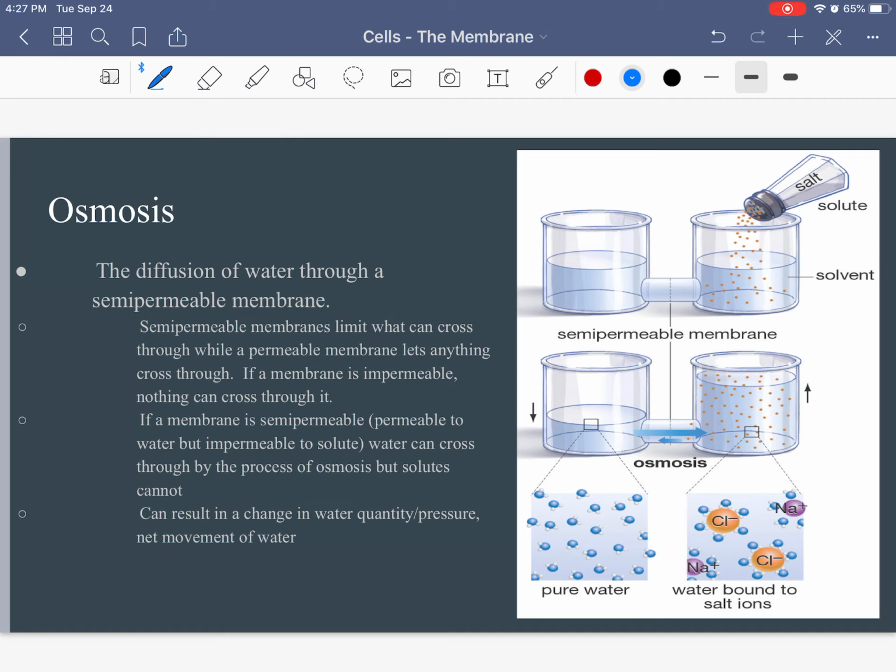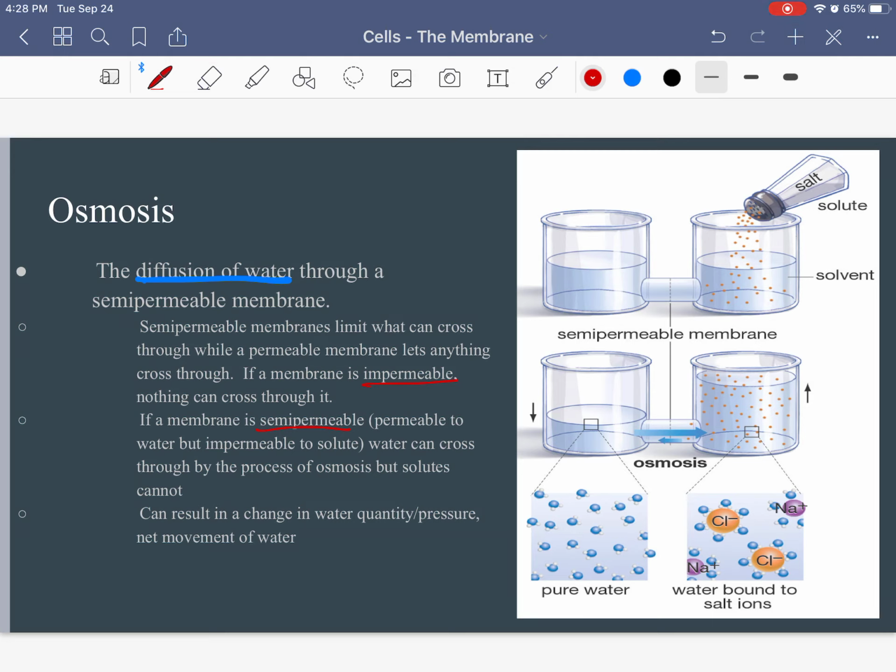Now, when we're talking about osmosis, we're talking specifically about the diffusion of water through that semipermeable membrane. So we are specifically talking about only the movement of water. So that membrane limits what can cross through and what cannot cross through. If the membrane is impermeable, absolutely nothing can go through. Right? If a membrane is semi-permeable, it means that some things can go through, but not everything can go through. And then there's also freely permeable, where anything gets to go through.